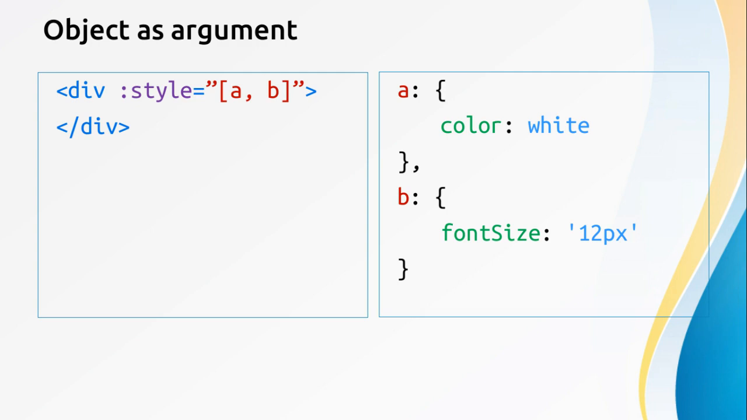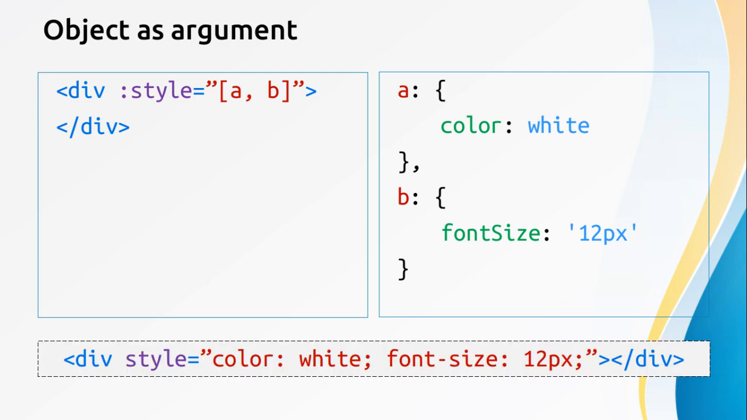Here I only defined one CSS property for every single style, but in practice we can define more than one CSS property. Now A and B will be merged so that when the page is rendered, this div will have style color white, font size 12 pixels.